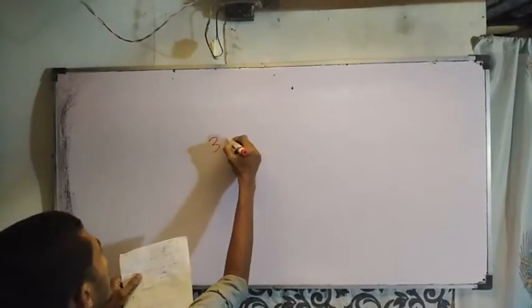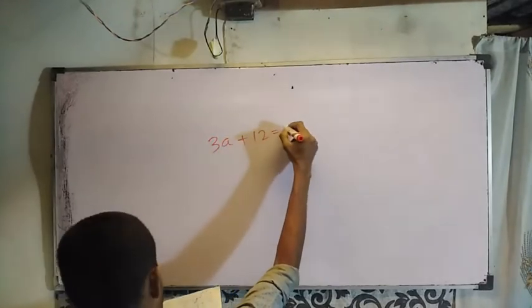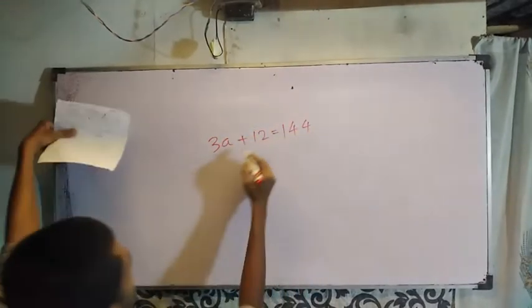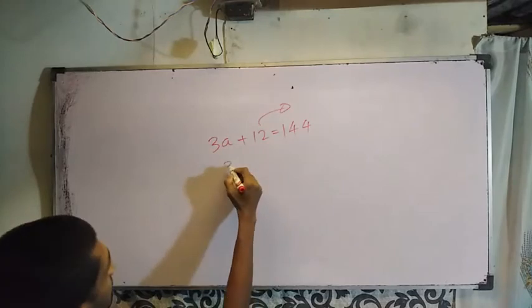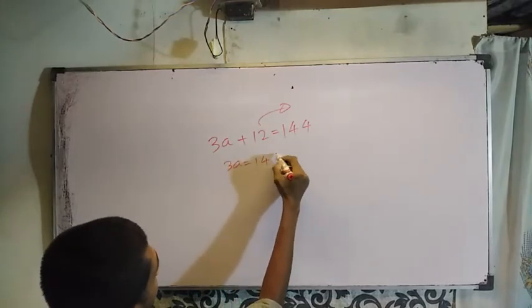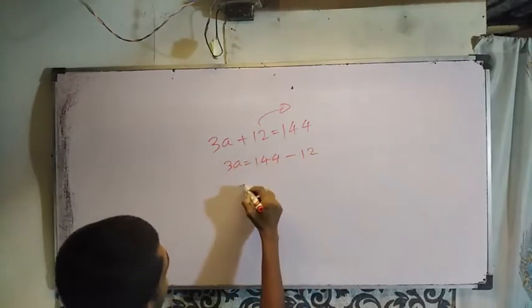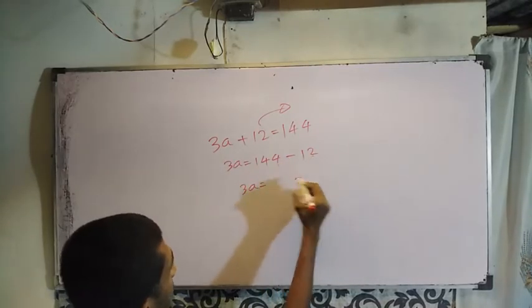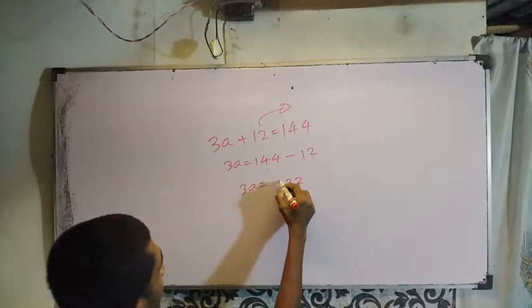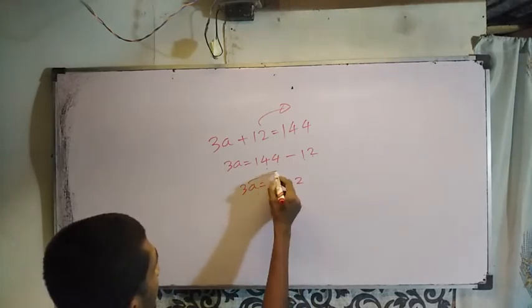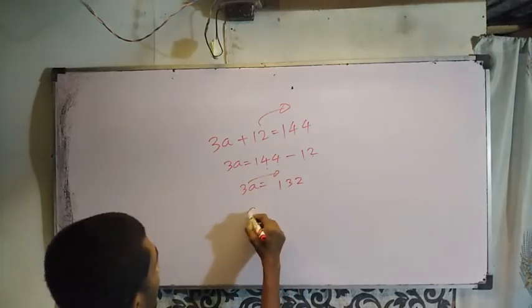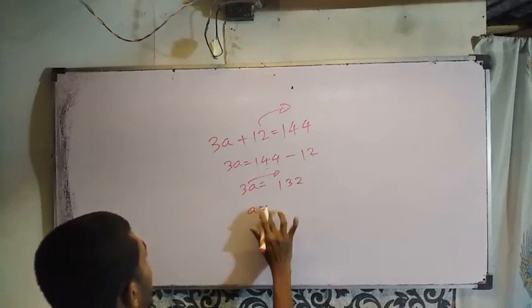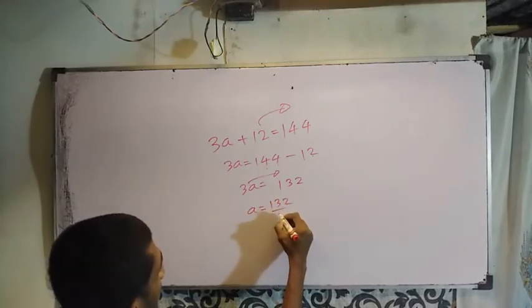Next example, 3a plus 12 is equal to 144. You have to move this 12 from this side to the other side. After you move it, it should be minus 12. And after subtracting, you get the answer 4 minus 2 is equal to 2, 4 minus 1 is equal to 3. And after that, the same step is here. After you move this 3 from this side to the other side, it should go down.